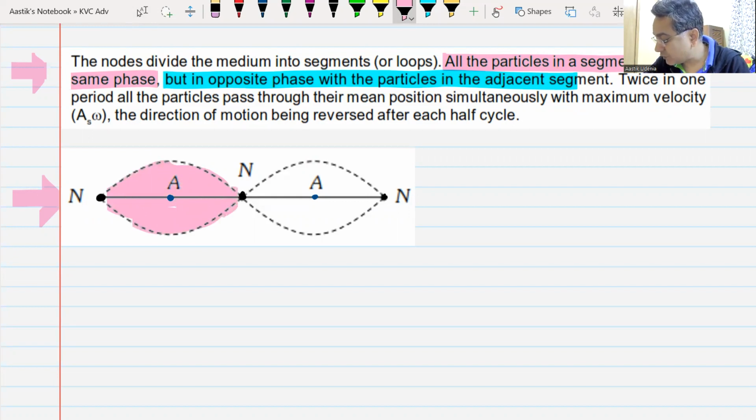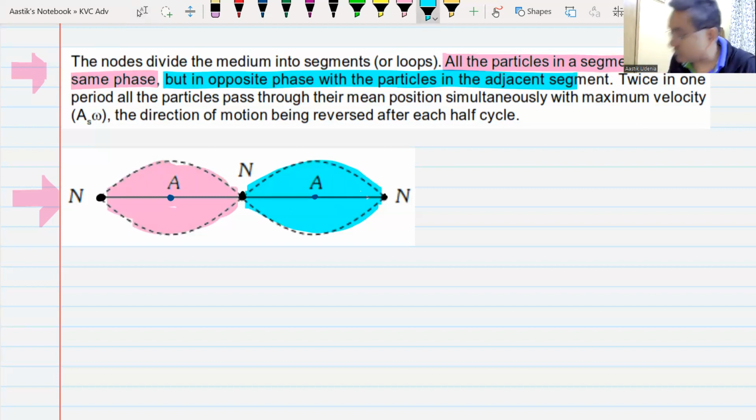This is the pink loop, and this is the blue loop. Do you see these two loops? Yes or no? Yes, sir. So basically, these loops have been divided because of the two nodes that you see. Yes or no?